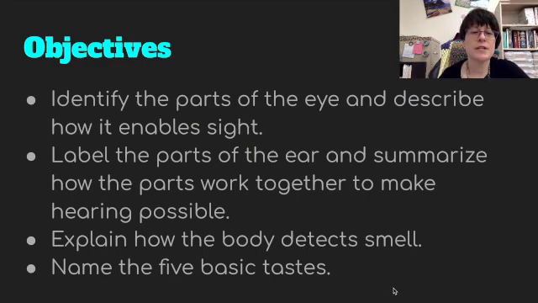So the objectives for today's video were to identify the parts of the eye and describe how it enables sight, label the parts of the ear and summarize how the parts work together to make hearing possible, explain how the body detects smell, and name the 5 basic tastes. So don't forget your 5 questions in your notes, and keep watching this video to answer the questions at the end.